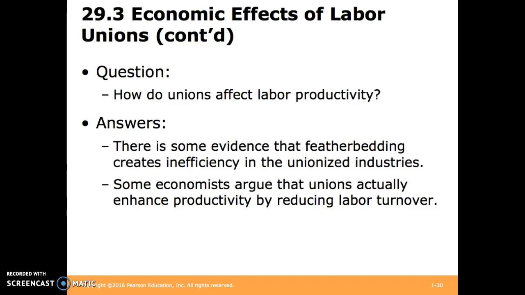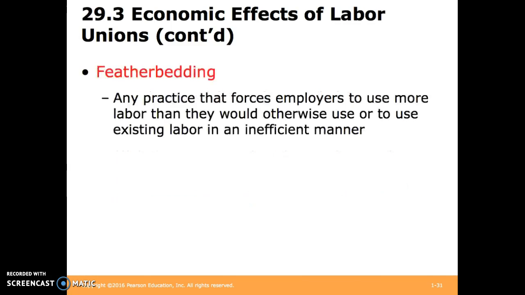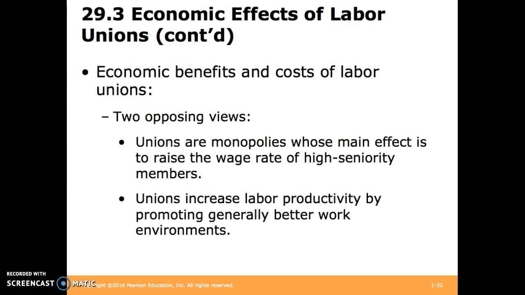So how do unions affect labor productivity? Well, there's some evidence that featherbedding creates inefficiencies in unionized industries, and some economists argue that unions actually enhance productivity by reducing labor turnover. Featherbedding is just any practice that forces employers to use more labor than they would otherwise, or to use existing labor in an inefficient manner. Benefits and costs of labor unions. There are two opposing views. Unions are monopolies whose main effect is to raise the wage rate of high seniority members, or unions increase labor productivity by promoting generally better work environments.